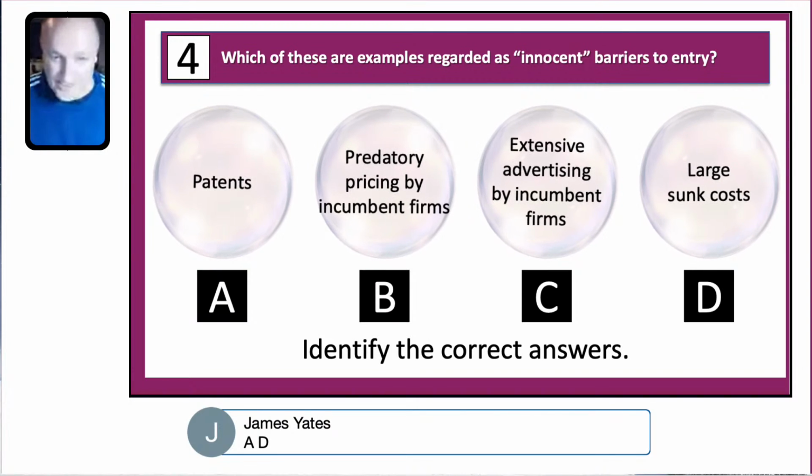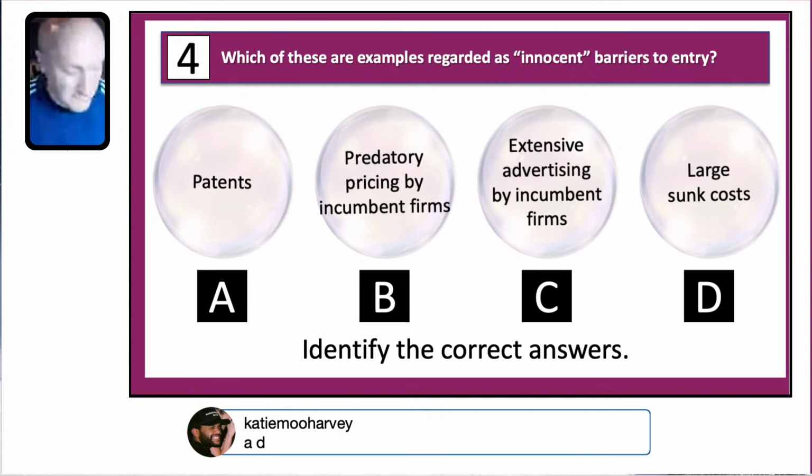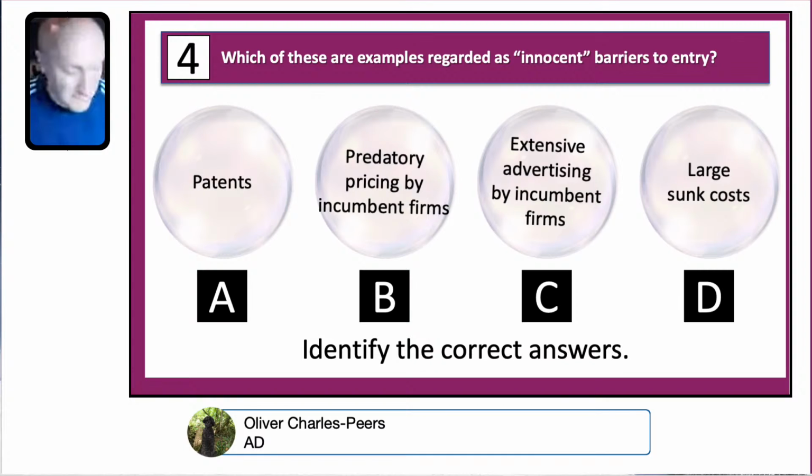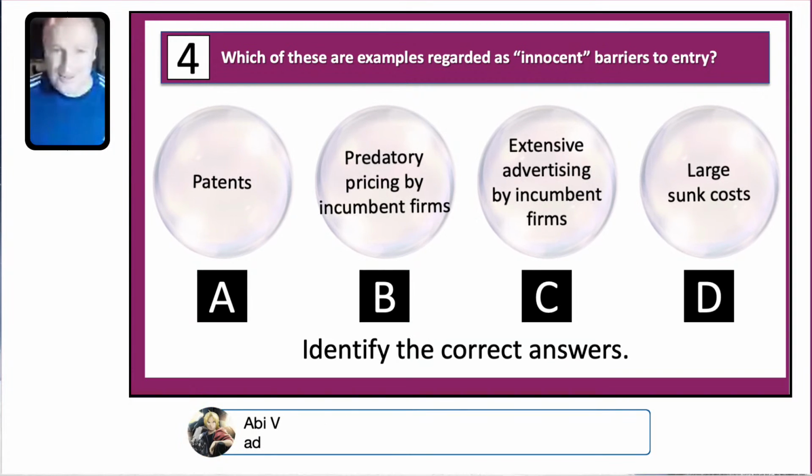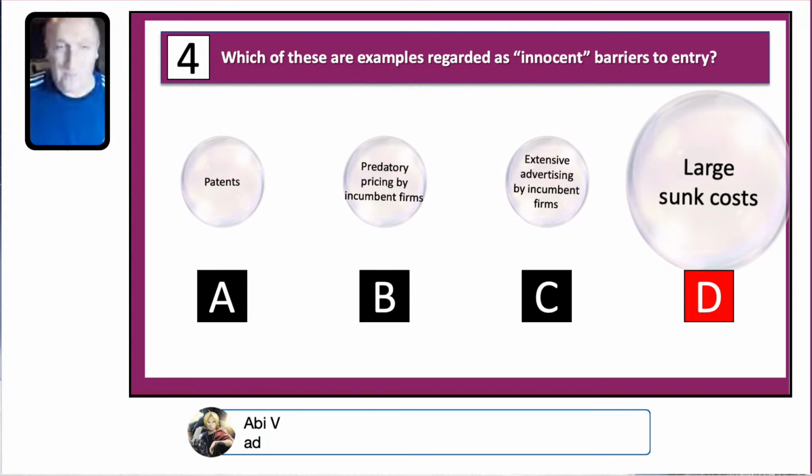Aniket thinks A, C, and D. James thinks A and D. Let's see if there's a little difference of opinion coming through. Ollie thinks A and D. Fergus agrees. Nathan and Leo coming in, there seems to be a consensus A and D. Let's have a look at the answer. The answer is only D.